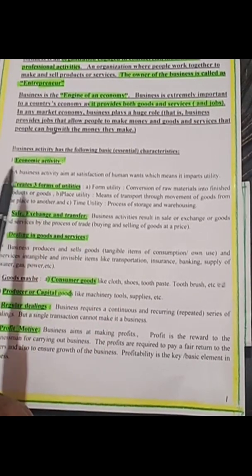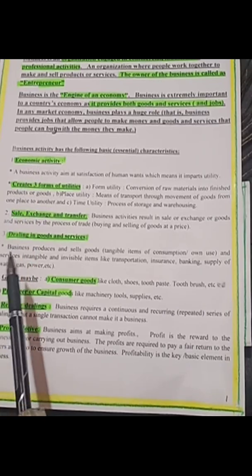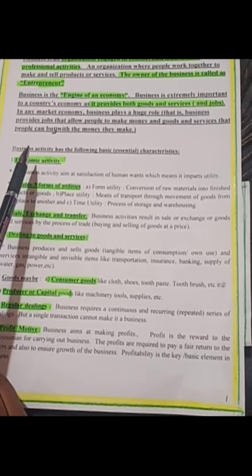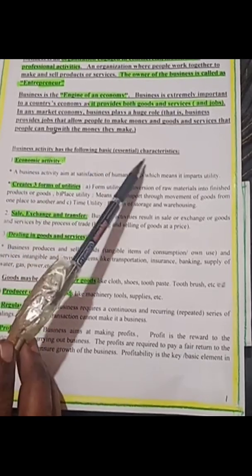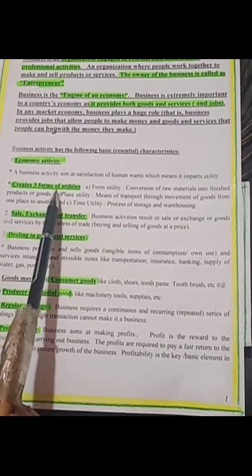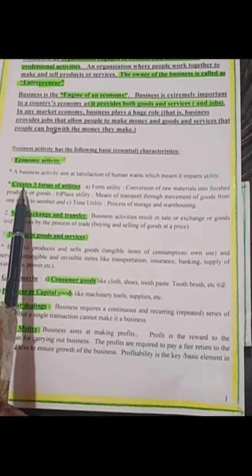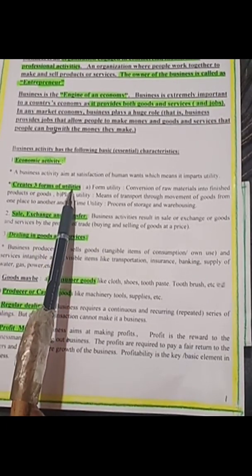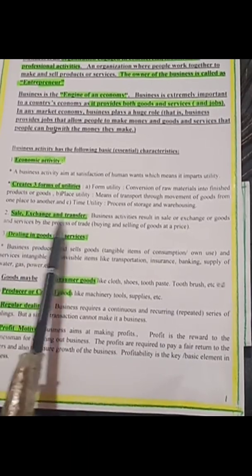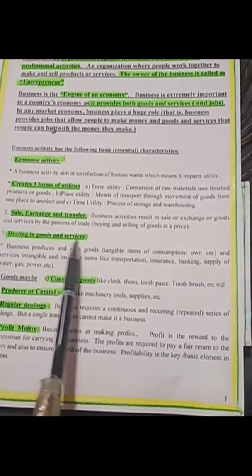Now let us move on to quickly cover the 7 essential features of business. Nature of business is dependent on business activity with essential features. Let me list out all the basic activities first of all. Economic activity. Under that you get creation of 3 forms of utilities. Second one, sale, exchange and transfer. Third one, dealing in goods and services.